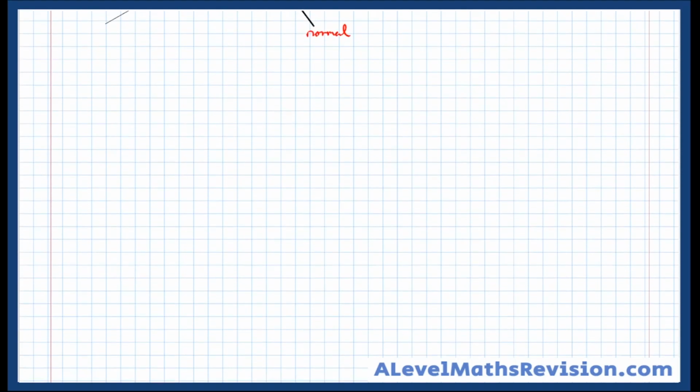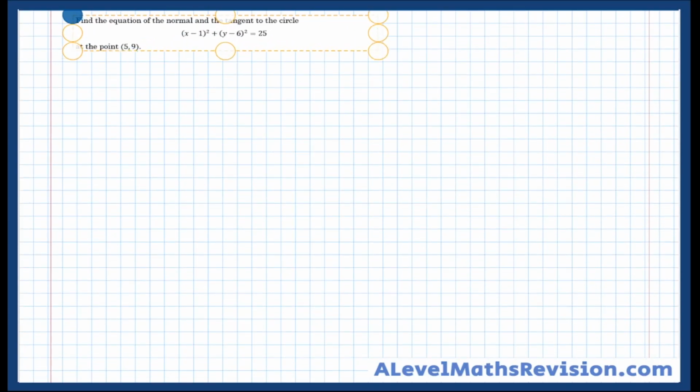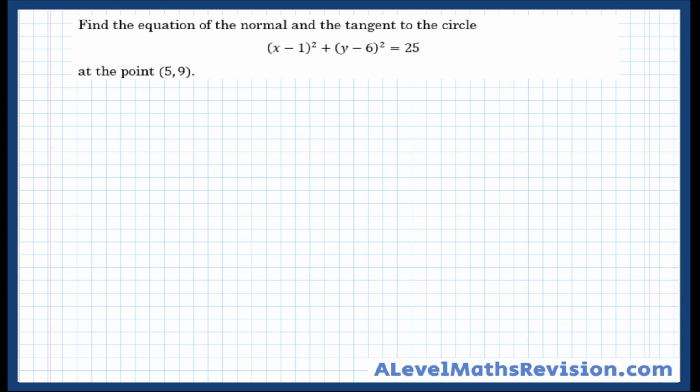So let's do an example to illustrate what we've just shown you there. Find the equation of the normal and the tangent to the circle (x − 1)² + (y − 6)² = 25. Now, first thing I'm going to do is draw a diagram. So roughly that there, and I will freehand it.